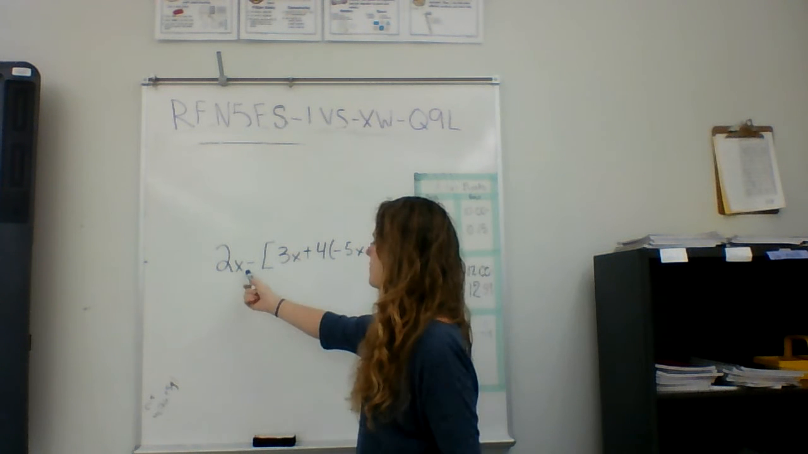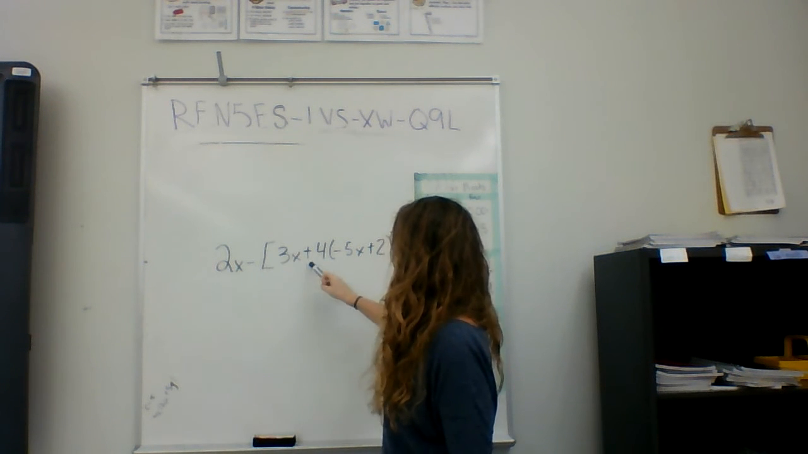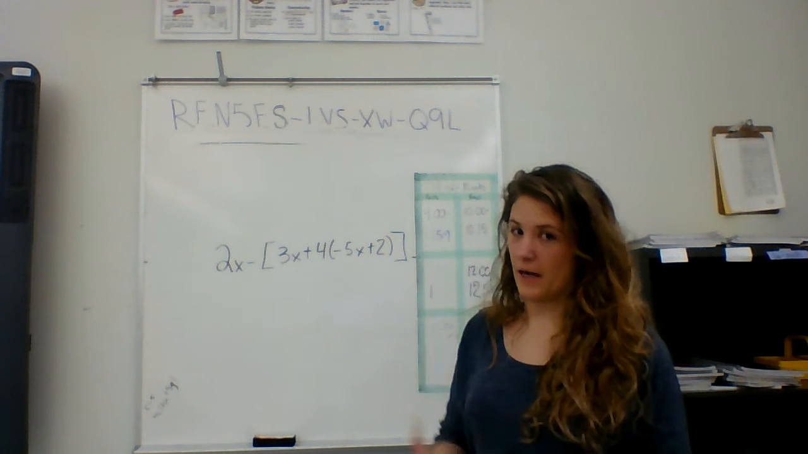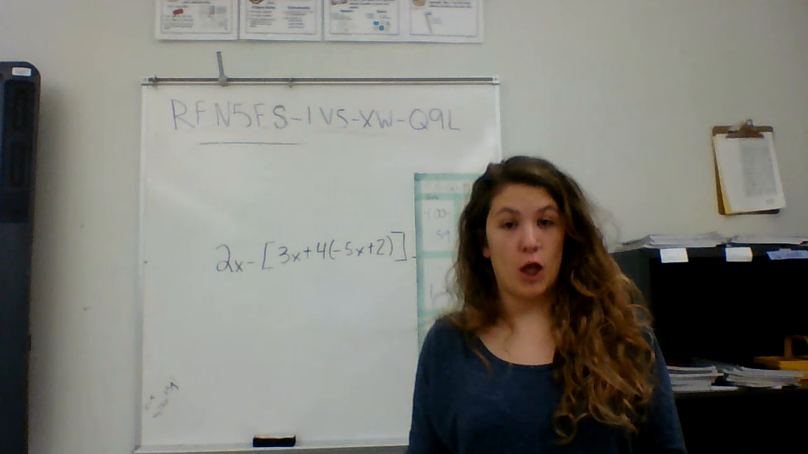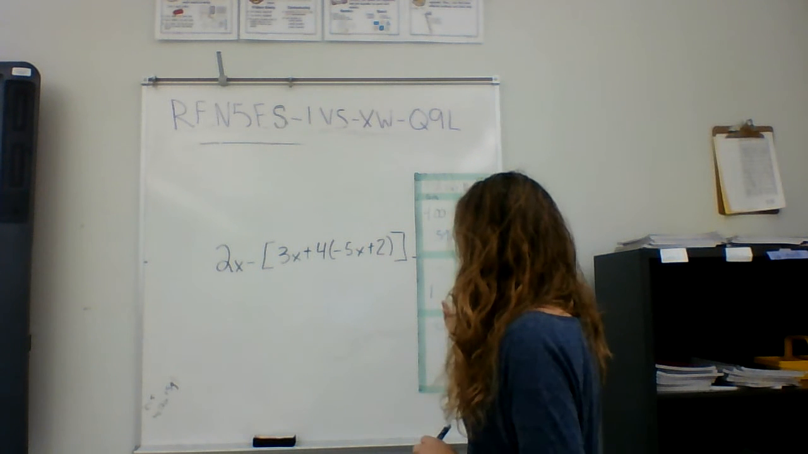It says 2x minus the quantity 3x plus 4 times the quantity negative 5x plus 2, and then an ending bracket. This looks like a lot. We want to solve this, or we want to simplify this. So there's 2 things I want to point out.